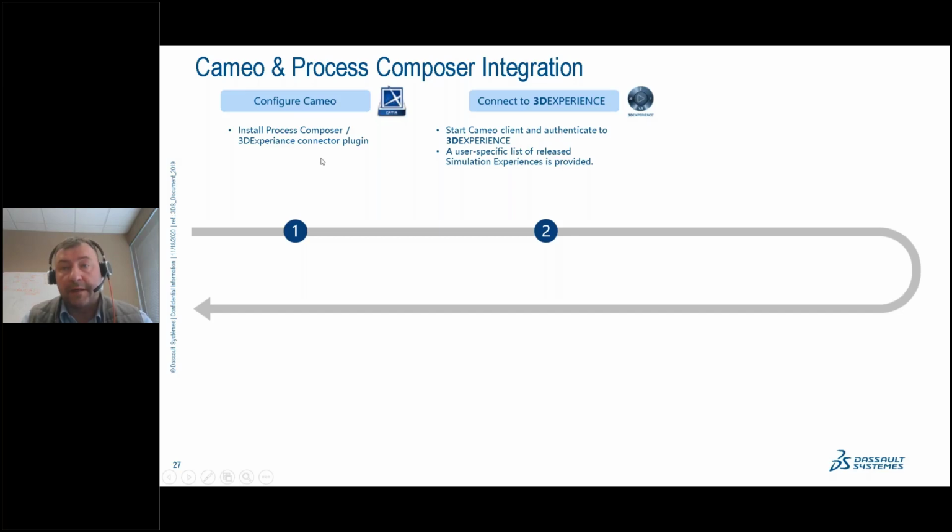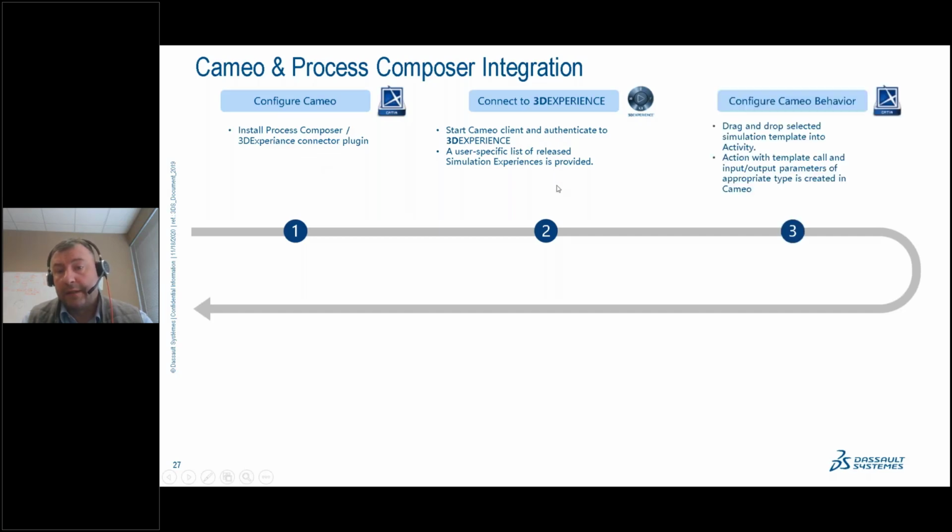You install the plugin, maybe natively available based on the licensing, on Cameo. Then you connect to the 3D experience platform. Then you get the list of the simulation templates. Those are regular simulation templates from the 3D experience platform. They are parameterized. So you drag and drop the selected template to the activity diagram, and you get the action with the parameters. So then you run the simulation.